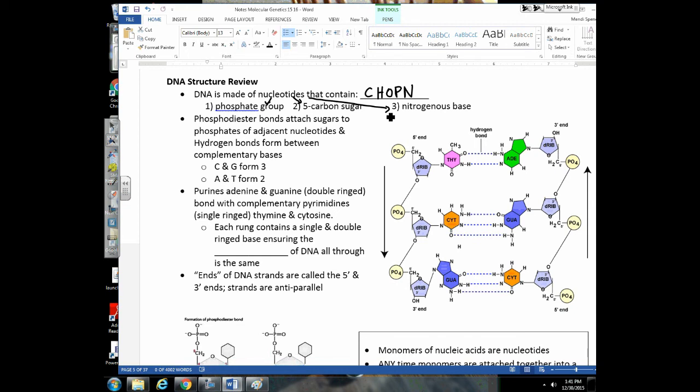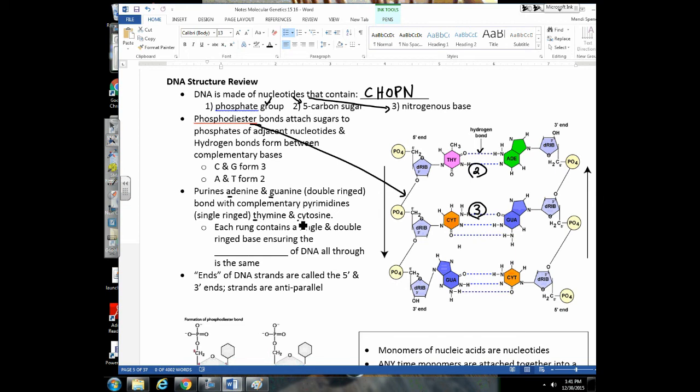The sugar phosphate backbones make up the outside of the DNA molecule. They're joined together by phosphodiester bonds. In between the bases, we find those hydrogen bonds. And remember that C and G have 3 hydrogen bonds. A and T have 2. The purines are pure A and G, adenine and guanine, and they're the double rings. Single rings are the pyrimidines, the thymine and cytosine bases.